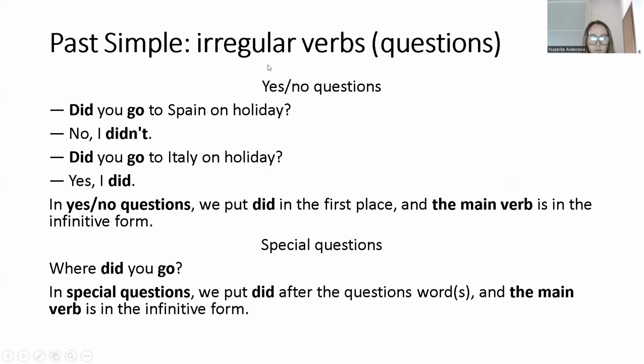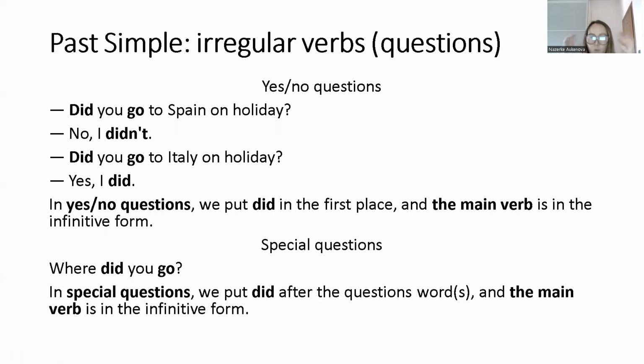So let me explain about the question form. How do we make questions? We have two types of questions: yes/no and special questions. In yes/no questions, we have to put did in the first place, and then follow with you, and go to Spain on holiday. So you have to just remember these three forms that we just replace.